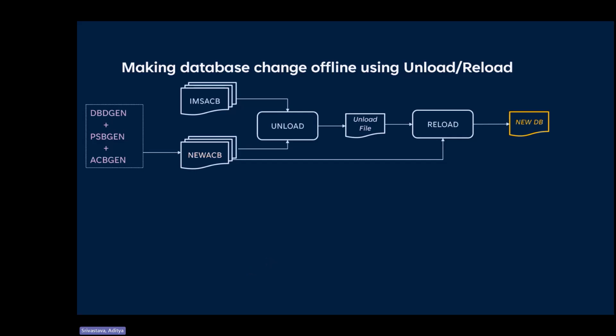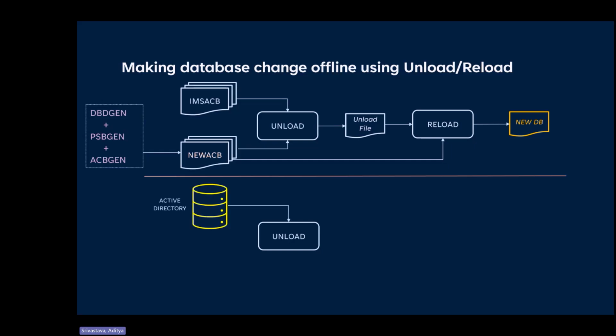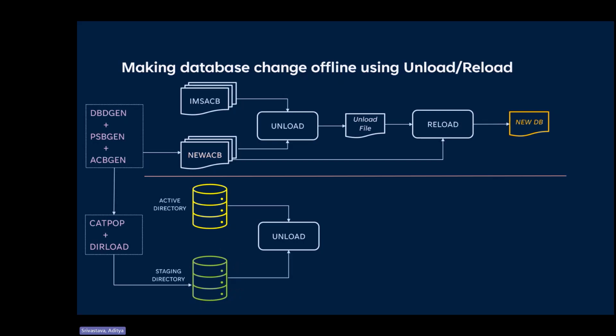Now let's see how this is in the managed ACB environment. So in the managed ACB environment, you have the unload tool, and your active directory has your current control block, the one which is there in the IMS. And since you are making some changes here, you have done DBD gen, PSB gen, ACB gen already. You will run catalog populate and directory load to load your new definitions, and I would say stage your new definition into this staging directory. It's pending activation now, okay? And you read this new definition from the staging directory by default.